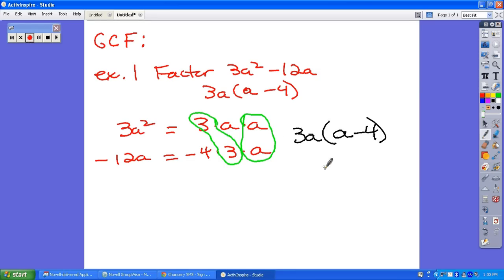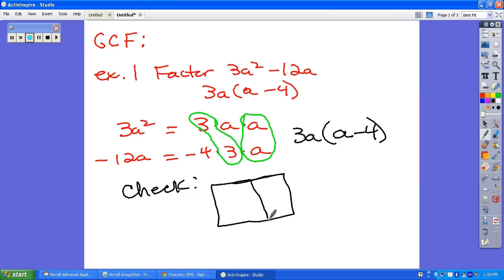Now, if you want to check to see if this is correct, you can just multiply or use the box. I'll use the box because most of you seem to like that. Okay, we're going to do 3a and then a minus 4. So then 3a times a is 3a squared, and then 3a times minus 4 is a negative 12a. So you have 3a squared minus 12a. And you notice I got what I started off with.